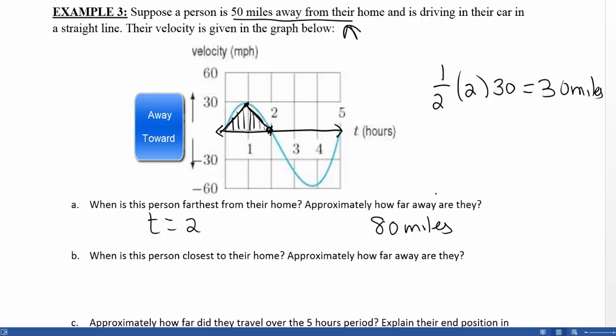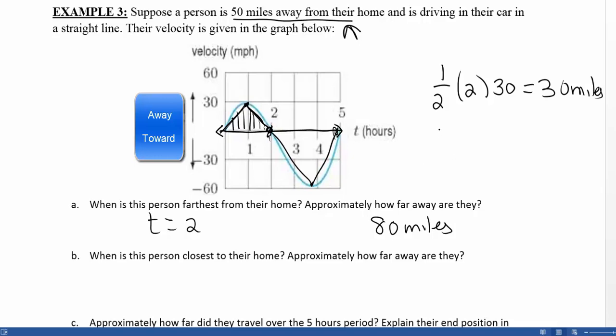Part B wants to know, when is this person closest to their home? And approximately how far away are they? So in order to figure out when we're going to be closest to our home, we also need to understand how much area there is below the x-axis. Because at time equals 2, the car is going to turn around and start driving back towards our home. So again, we can approximate this with a triangle.